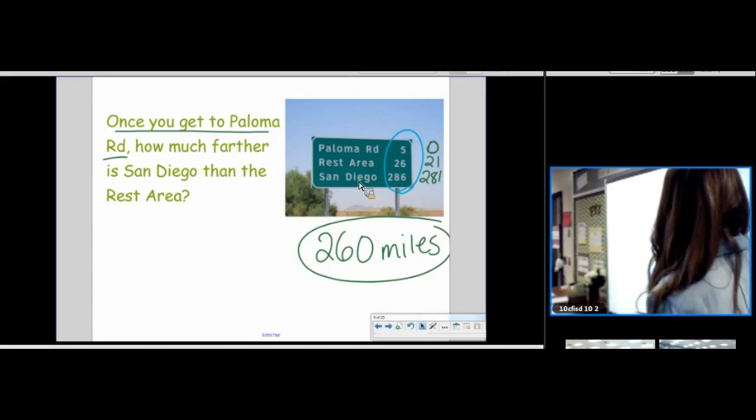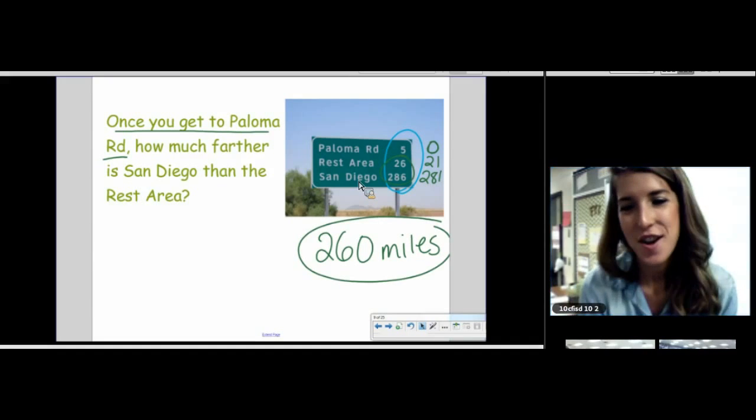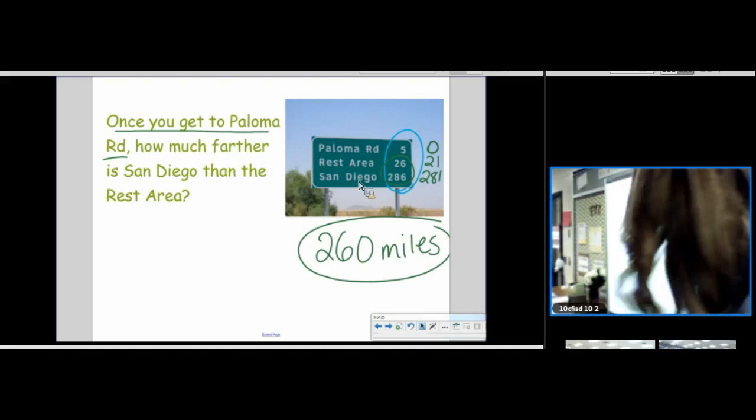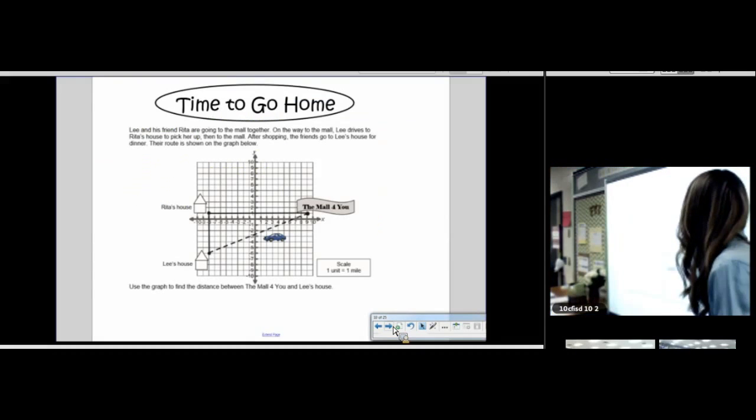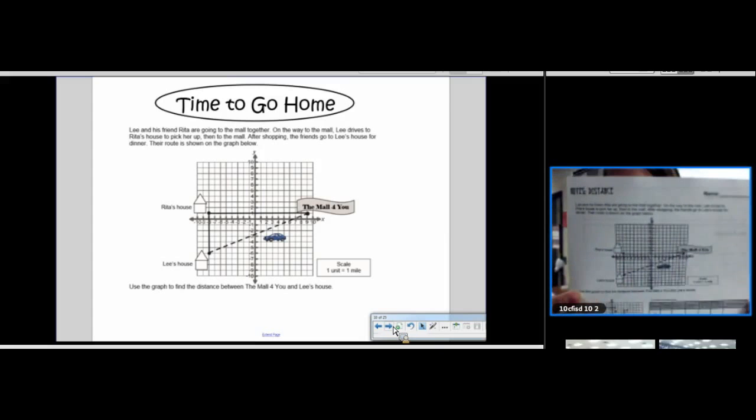Is that any different from 286 minus 26? No, it's no different. It would have been the same either way. This was a subtraction problem. We made this a little bit more complicated than we need to, but it's a subtraction problem. All right, take a look at your handout if you have it. If not, it's not a big deal at all.